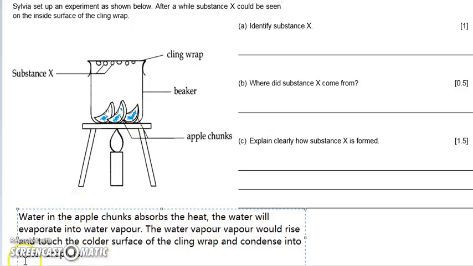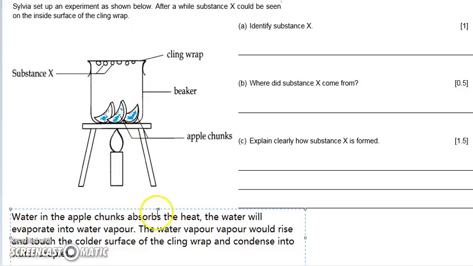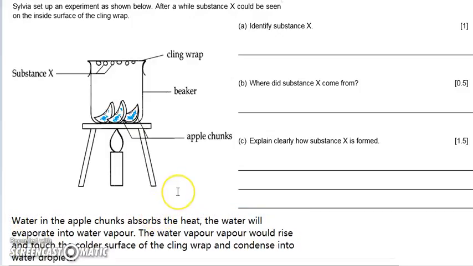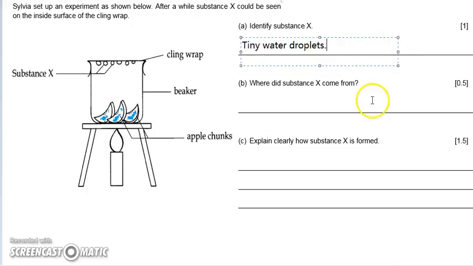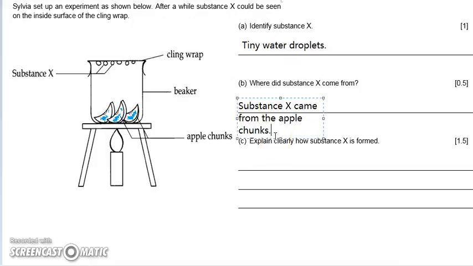Now we know this is just an explanation. Alright, we have not answered the questions yet, so let's move on to answering the question. Identify substance X. If you look at substance X, we now know that substance X is actually tiny water droplets. Where did substance X come from? We know that substance X came from the apple chunks.